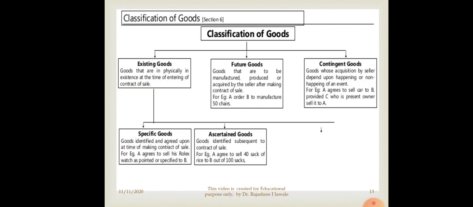Then under existing goods, there are specific goods and ascertained goods. What are specific goods? Goods identified and agreed upon at the time of making the contract of sale. For example, A agrees to sell his Rolex watch, as pointed out or specified, to B. Ascertained goods are goods identified subsequent to the contract of sale. For example, A agrees to sell 40 sacks of rice to B out of 100 sacks. And the third category is unascertained goods, that means the goods which are not ascertained.